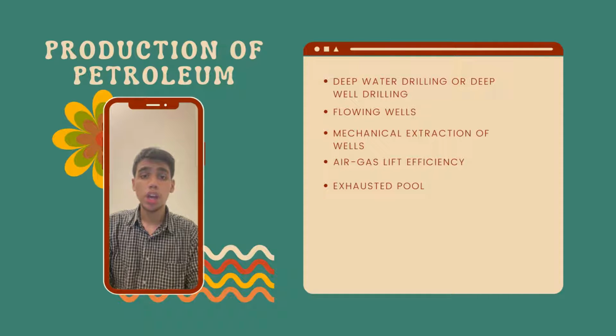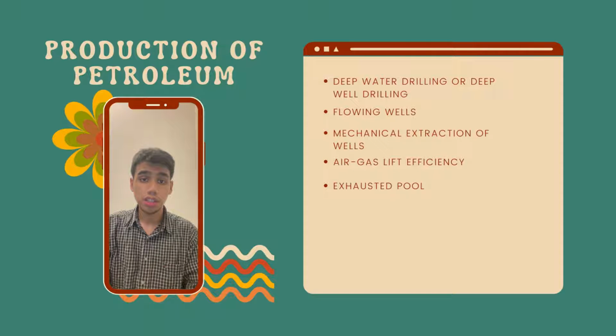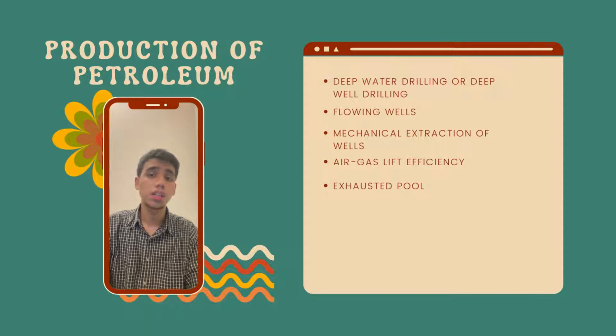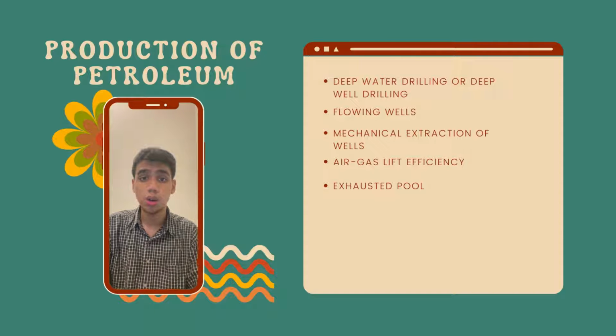My name is Hafiz Zikri and today I'll be presenting about the production of petroleum. So first of all, we have deep water drilling, otherwise known as deep well drilling. This is done by creating holes in the earth's crust using a drilling rig for oil extraction under the deep sea. Another example of production of petroleum is flowing wells.